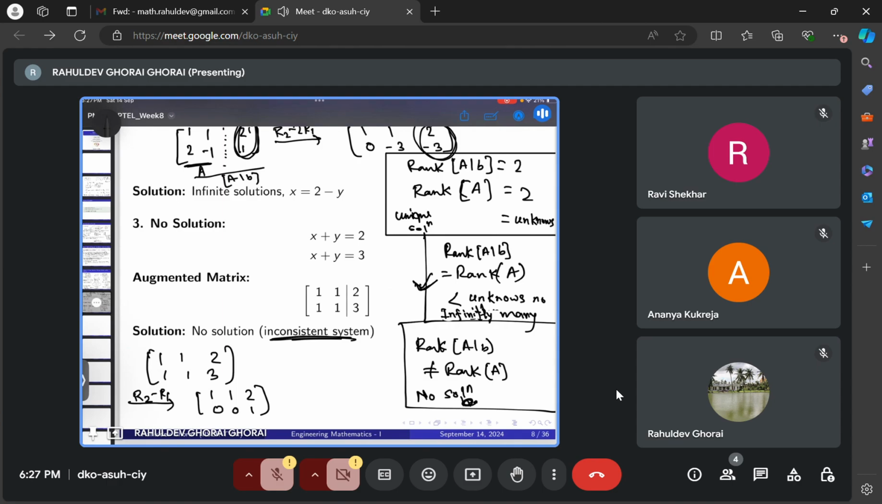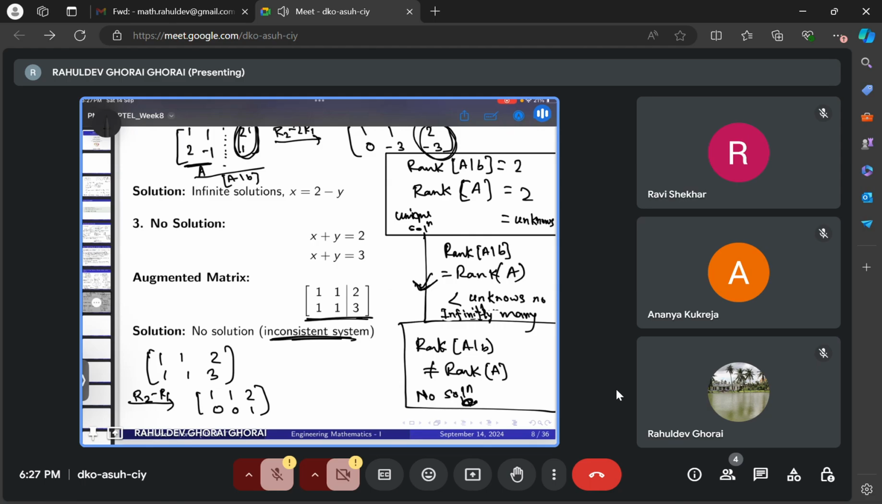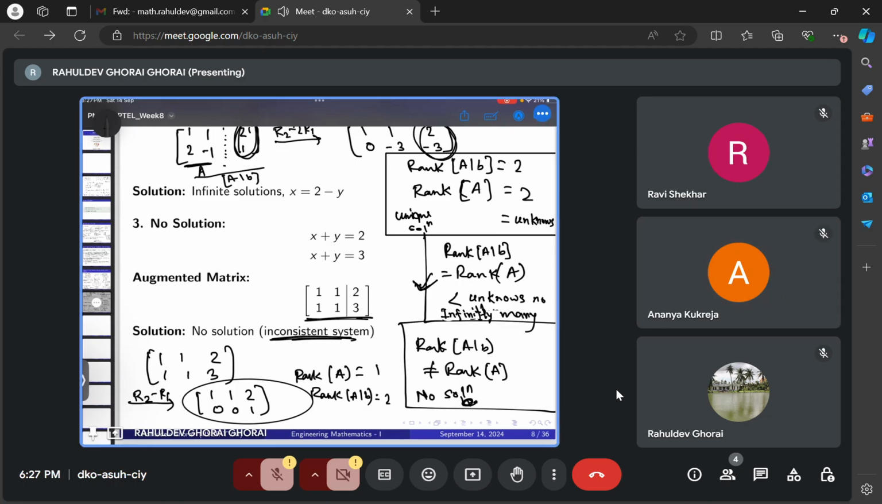So can anyone tell me what is the rank of A and A augmented B? Let's say I take A equal to this matrix, and A augmented B is the whole matrix. From this itself, what will be the rank of A and what is the rank of A augmented B? Sir, for A it is 1 and for A augmented B it is 2. Great, that's correct.